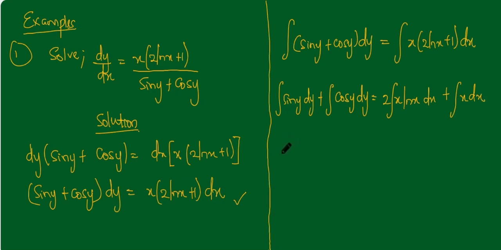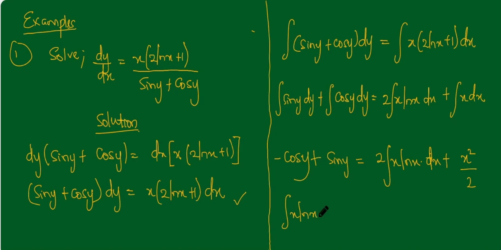The integral of sin y with respect to y is going to give us minus cos y, plus, when we integrate cos y with respect to y, we have sin y, and that equals 2 times the integral of x ln x with respect to x, plus x squared divided by 2. The integral of x ln x cannot be easily evaluated like the others, so we are going to use integration by parts. Let's single that out: the integral of x ln x with respect to x.